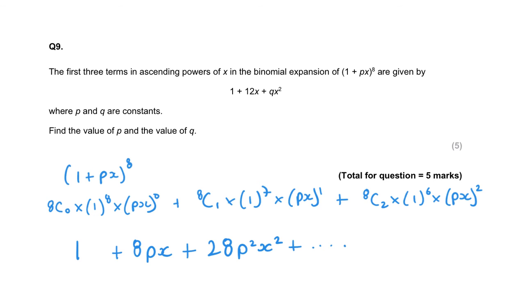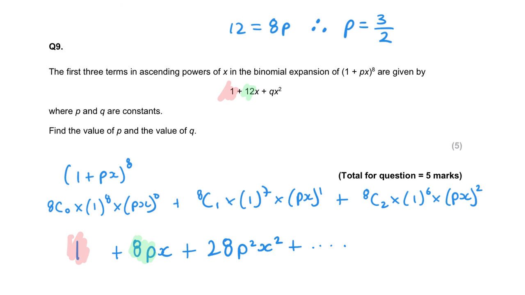Okay, so we can see here, when we look at what we know, they both have a 1. Check. Okay, they have a 12 as the coefficient of x. I have 8p. So my first equation is 12 equals 8p. So therefore, p equals 12 divided by 8, which is 6 over 4, 3 over 2.